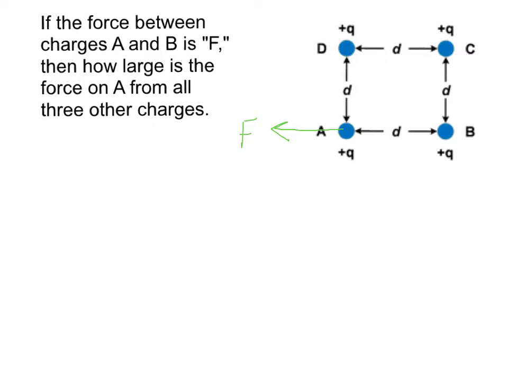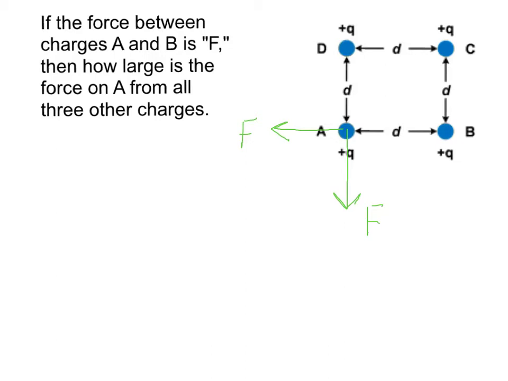That must mean because charge D is the same distance away, it would exert the same amount of force, but its repulsion would be straight down. So I will label that one F and draw it with the same length I drew the first one.